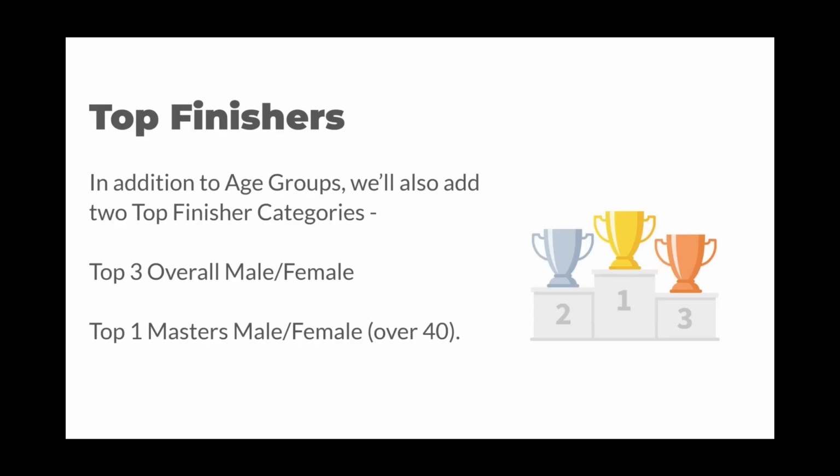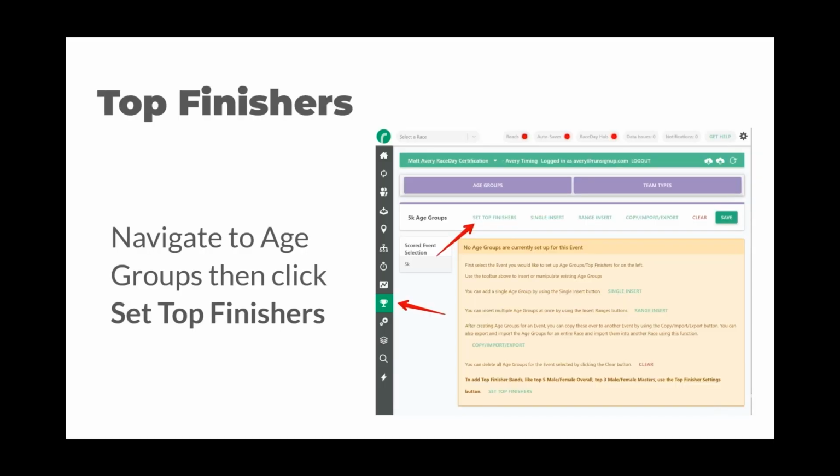So in addition to our age groups, we're also going to be having top finisher categories. So first we're going to set up top finishers, then we're going to set up age groups. So we're going to have top 3 overall male-female and top 1 masters male-female. Anyone over 40 qualifies for that. So first we're going to go to the little trophy icon for age groups, and then in the top toolbar, we're going to click set top finishers.